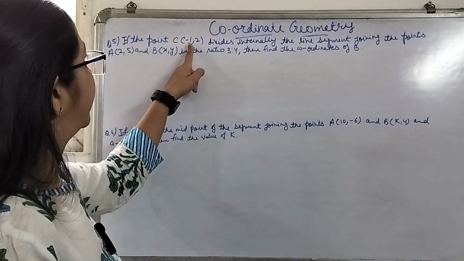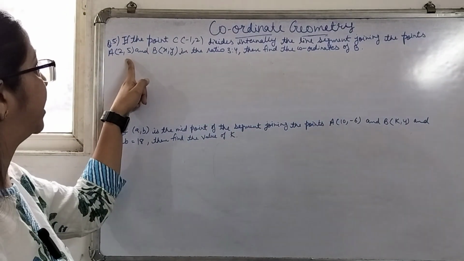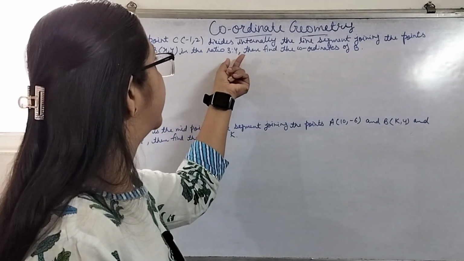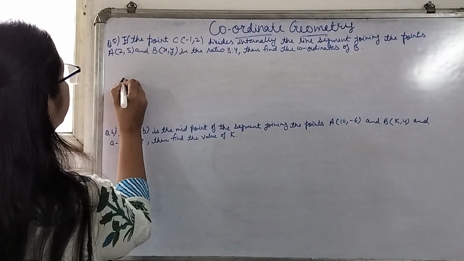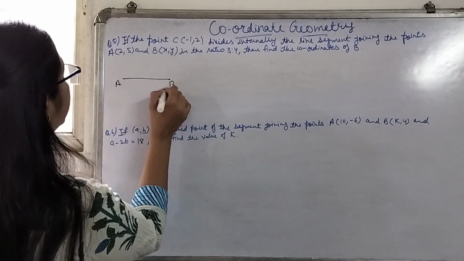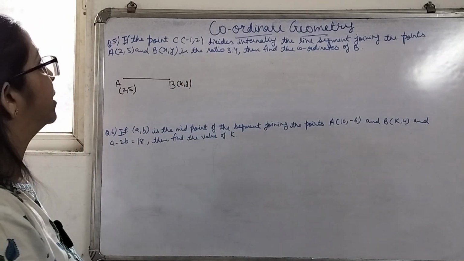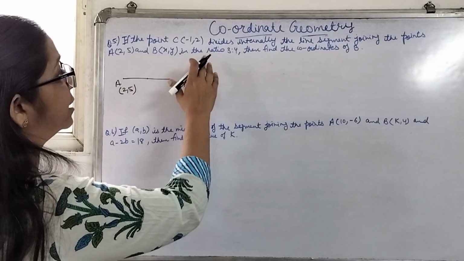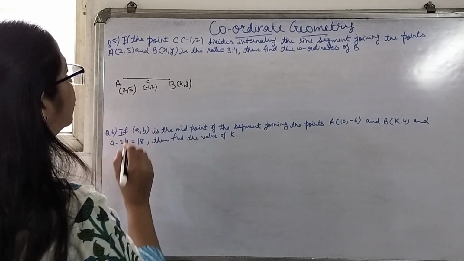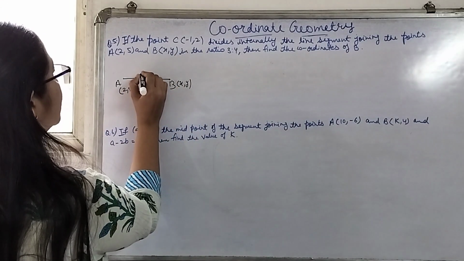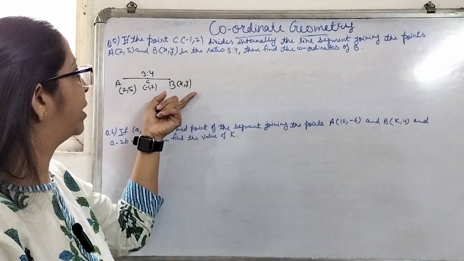If the point C, that is -1, 2, divides internally the line segment joining the points A, that is 2, 5, and B, x, y in the ratio 3:4, then find the coordinates of B. Over here it is given to us that there is a line segment. This is the line segment AB. The coordinates of A is 2, 5, and coordinates of B is x, y. There is a point which is internally dividing it, not bisecting it. This point is your C, that is your -1, 2, into the ratio 3:4. So this is your dividing into the ratio 3:4. We have to find the coordinates of your B point, that is we have to find the value of x and y.